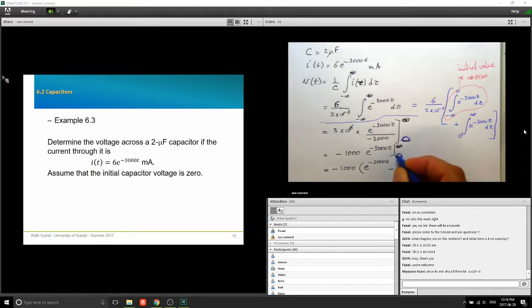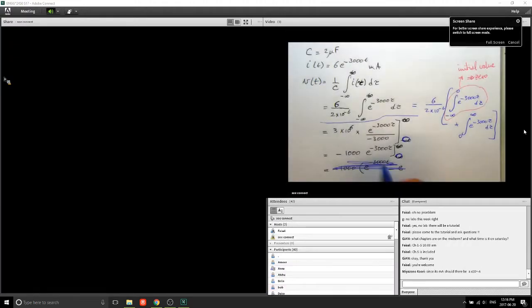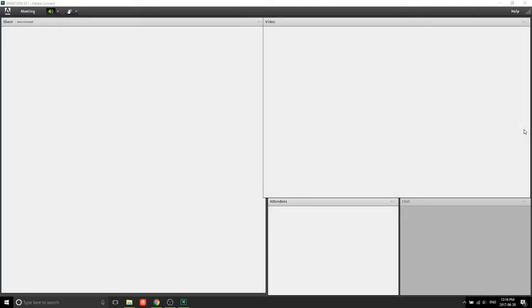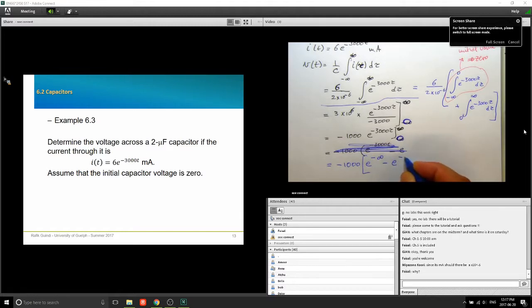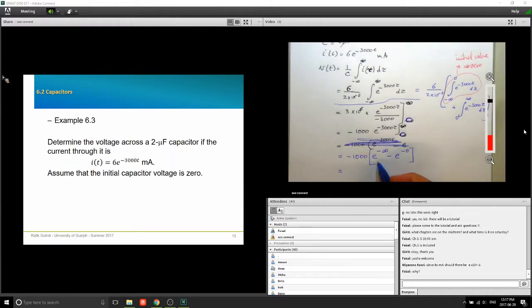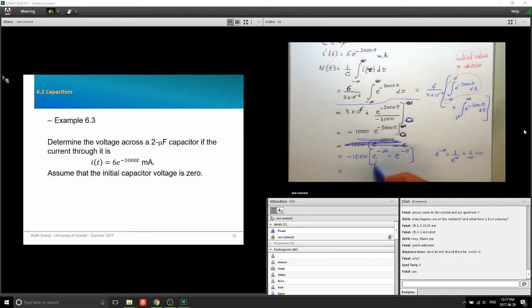So let's do that. Minus e to the minus zero. What is e to the minus infinity? e to the minus infinity is 1 over e to the power infinity. e to the power infinity is infinity. Okay? So 1 over that is 0. So e to the negative infinity, this one is 0.